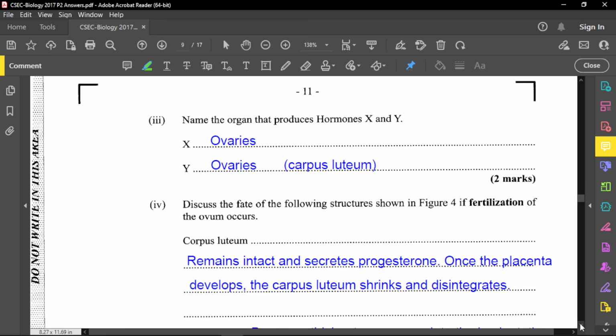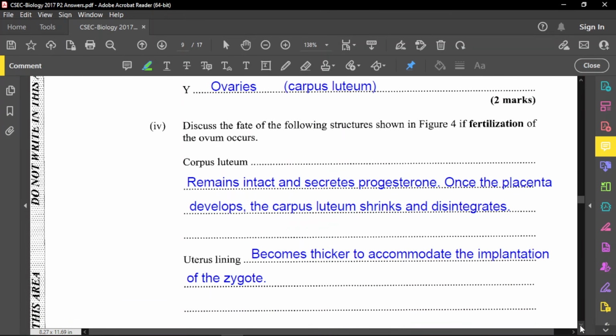All right, now for part three, it said name the organs that produce hormone X and Y. Now, the thing is that they are produced by the same organ. They are produced in the ovaries. Estrogen and progesterone are produced by the ovaries. However, I just make a notation right here that progesterone is produced specifically by the corpus luteum. Just to make a note of that, but it's still in the ovary, okay? And it said organ here, so that's a very important point as well. That's why ovaries will be the answer for both.